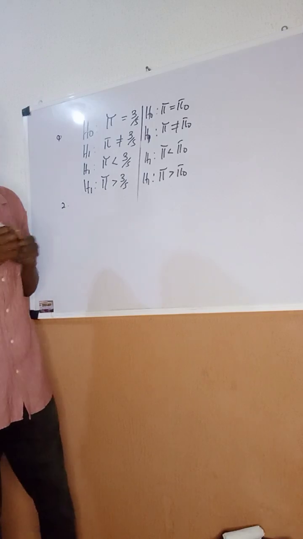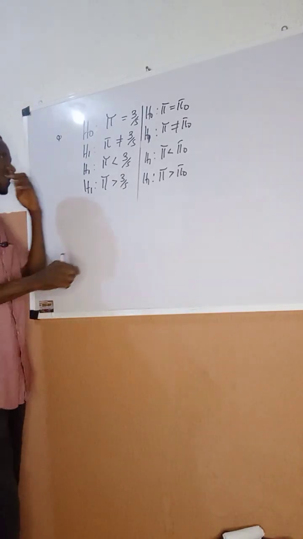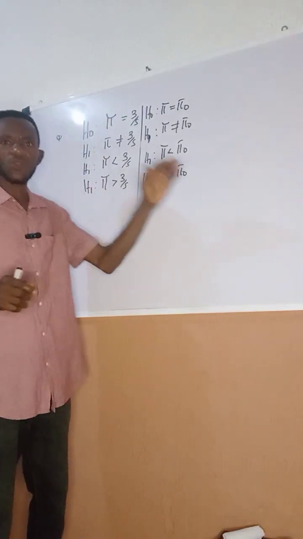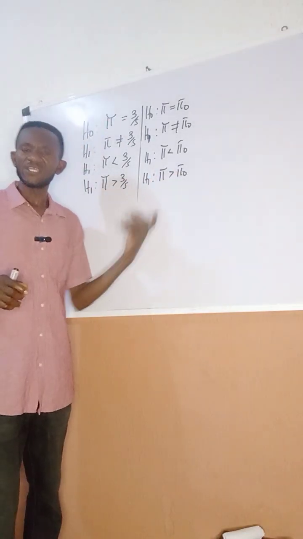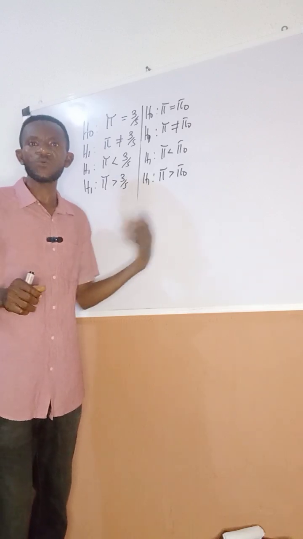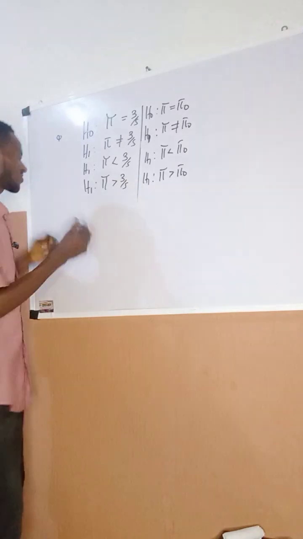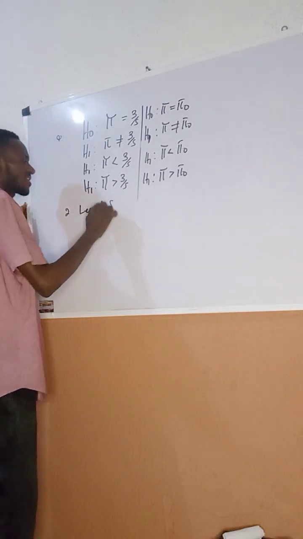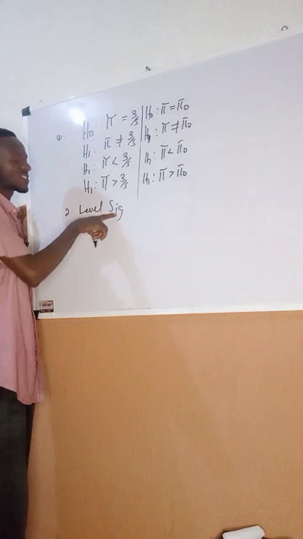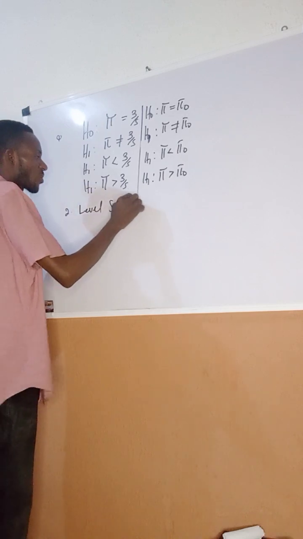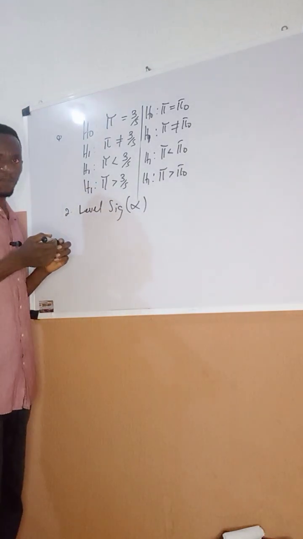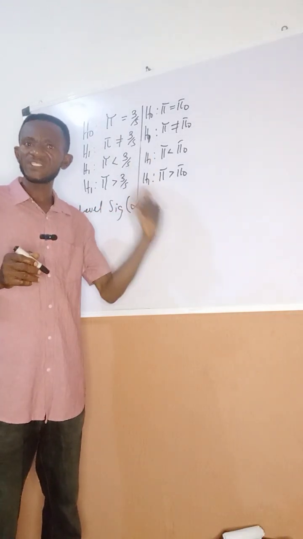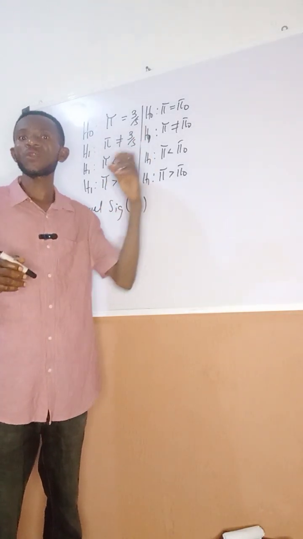Then the second thing we are going to do, or before that, another thing you need to consider is this. When the person has defined the null and the alternate hypothesis, the person goes ahead to define what we call the level of significance. So in number 2, we talk about level of significance, which I shorten as SIG, and it's always denoted as alpha. We define this level of significance as the probability of rejecting a true null hypothesis.